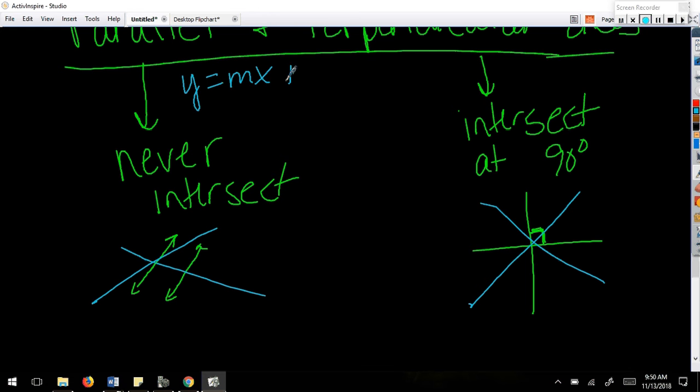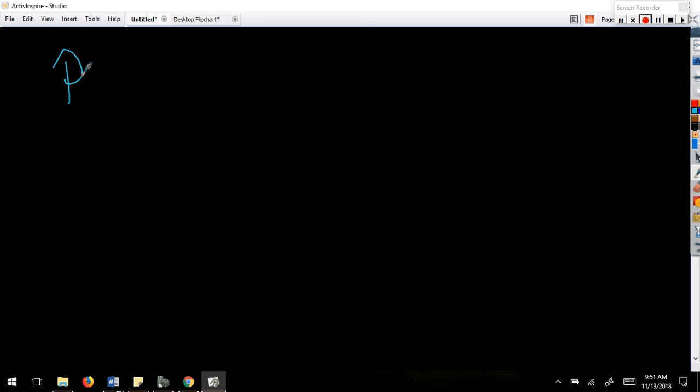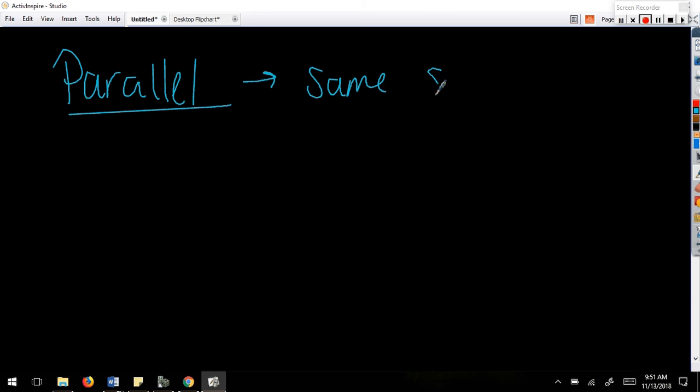What about the slope? You're actually right. Parallel lines, you're exactly right. Parallel lines always have the same slope. That's what keeps them from intersecting, right?